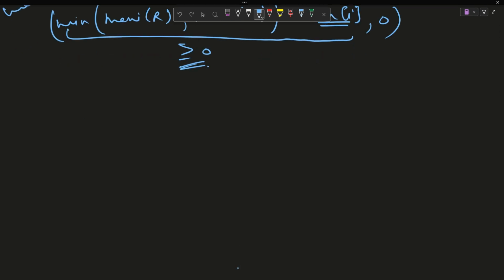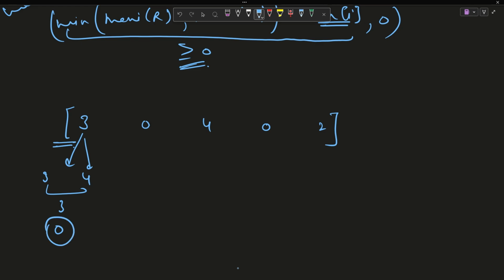Okay, so our array was 3, 0, 4, 0, 2, right? What is the maximum on the right of 3? Nothing. Like, we can include 3 as well. So 3 is the maximum on the right of 3. 4 is the maximum on the right of 3. Minimum is 3. 3 minus 3 is 0.